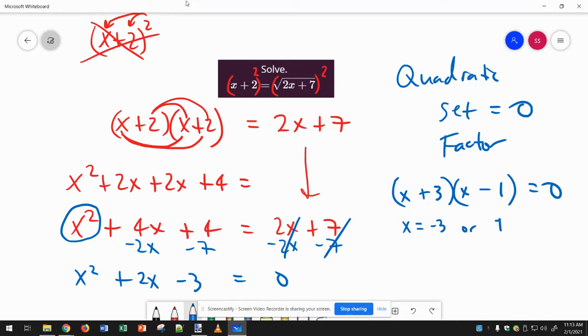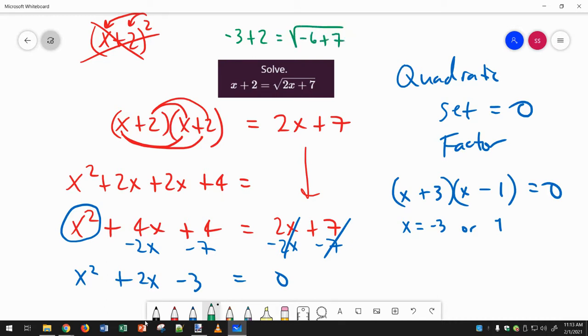But now we really have to check this equation. We want to plug these back in and see, do they work? So if I try negative 3, I plug it back into here. I get negative 3 plus 2 for x plus 2. Does that equal the square root of 2 times negative 3, which is negative 6, plus 7? Is this a true statement? This is negative 1 on the left, and this is square root of 1 on the right. Those are not equal to each other because the square root of 1 is just 1. So x equals negative 3 is not a solution.